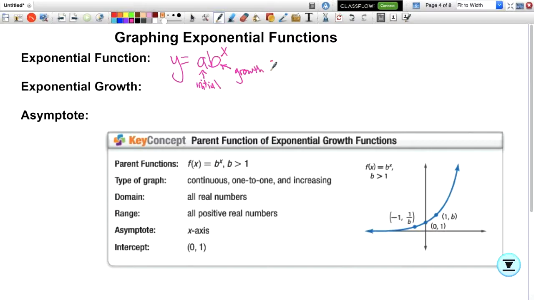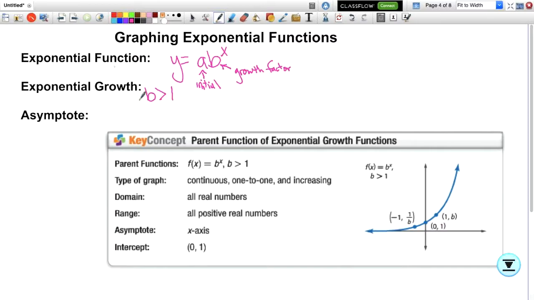And remember, your growth factor can be a decimal between 0 and 1, meaning that it's a decay, or it could be a number that is greater than 1, which means that it's going to be exponential growth. And then x is always x, so you're always going to have x in your exponent. Again, it's going to be exponential growth if your b is greater than 1.